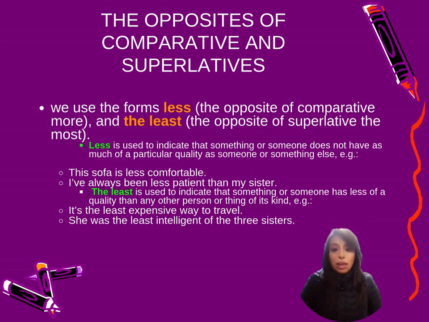It's important to mention that we have opposites of comparatives and superlatives. So for that, we use the forms less, that is the opposite of the comparative more, and the least, that is the opposite of the superlative the most. Read carefully this information and remember: comparatives and superlatives are used with adjectives.